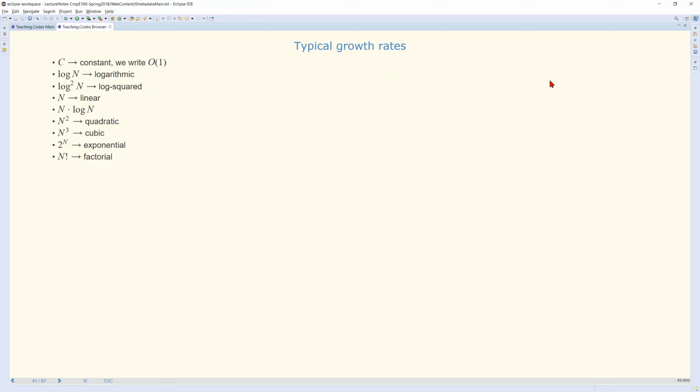Now, if we have many algorithms with different growth rates, how do I know which one is growing faster or slower? We should know some basic typical growth rates, because the others typically could be mapped to one of these. So, if an algorithm has some constant complexity, say C, whatever that value of C is, we will write for that big O of 1, and that's the simplest one. Actually here it means it's independent of n.